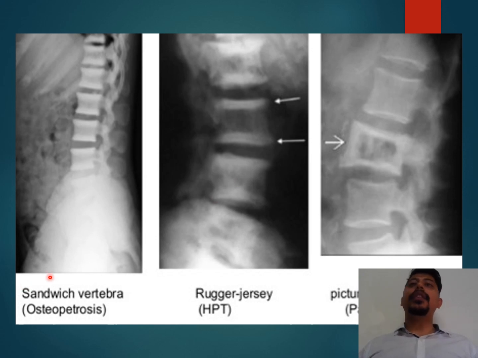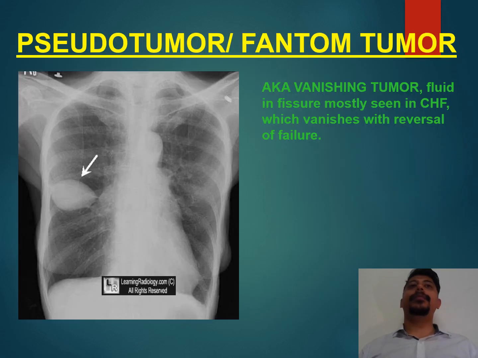Now there are other signs related to vertebrae, like sandwich vertebra seen in osteopetrosis. So the normal vertebral body with the sclerotic superior and inferior end plates gives the appearance of the sandwich sign. There is also Rugger jersey spine. We'll see it in further slides. It is seen in renal osteodystrophy or hyperparathyroidism. There is sclerosis of superior and inferior end plates that gives this appearance, and picture framing, as we have seen in Paget's disease, is sclerosis of the corners of the vertebral body.